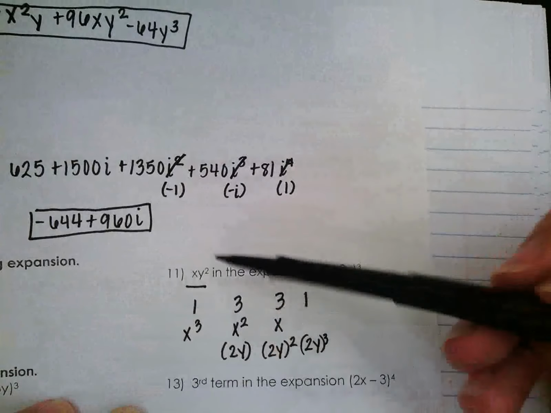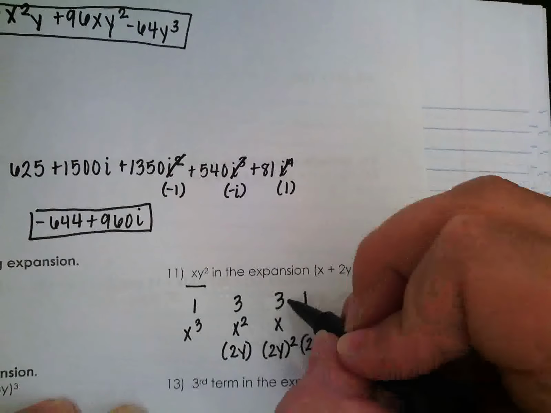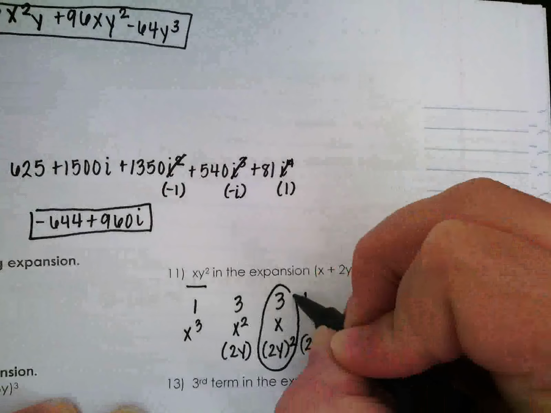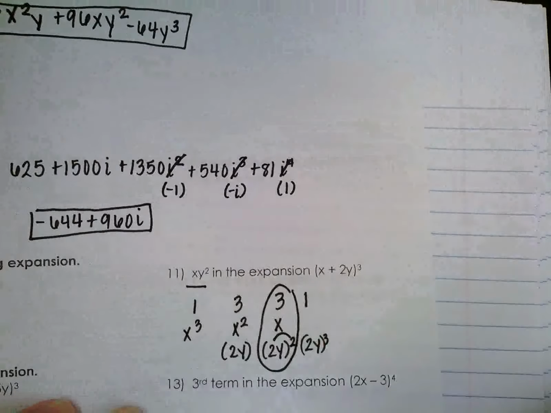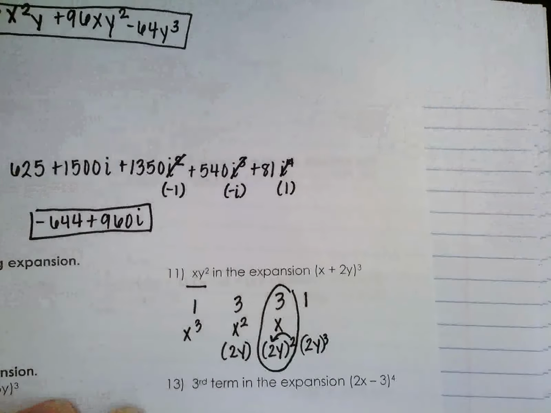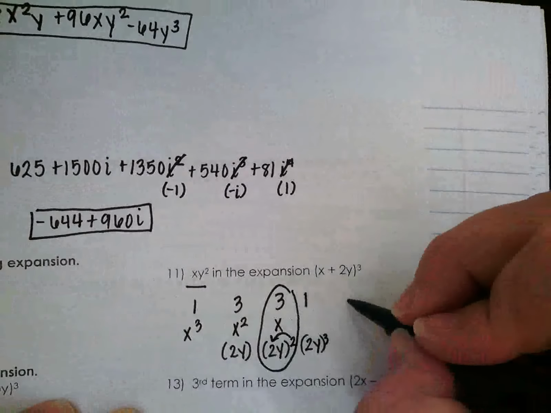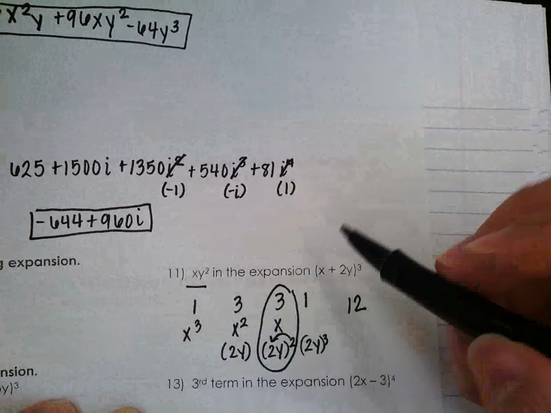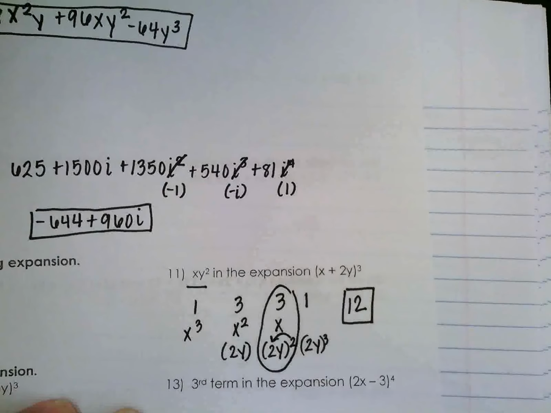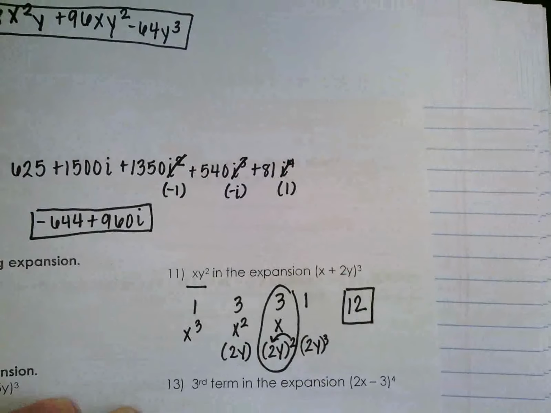And if I look in here, I want the one that's got x and a y squared. So I'm really only interested in this term right here. So that's the only one I really need to spend my time simplifying. So I'm going to do 2 squared, which is 4. 4 times 3 is 12. So my final answer there for the coefficient is just 12. I don't need to go any further than that.